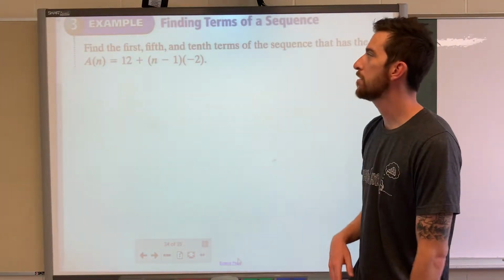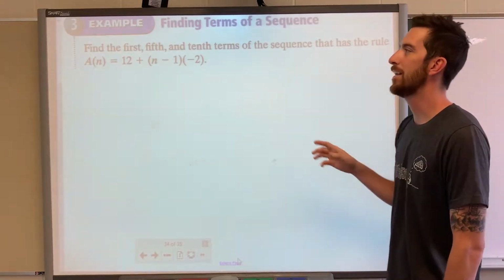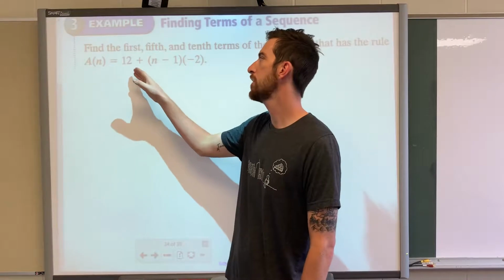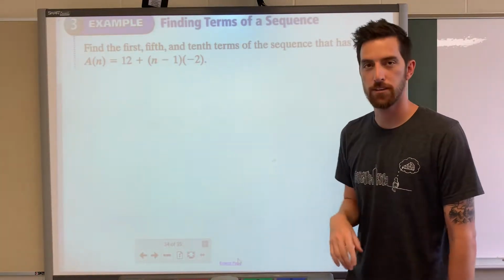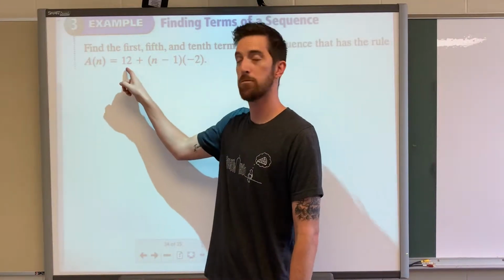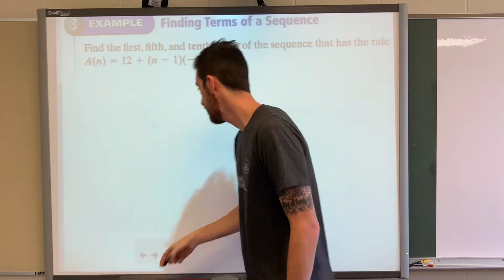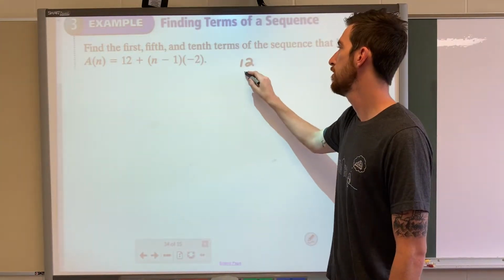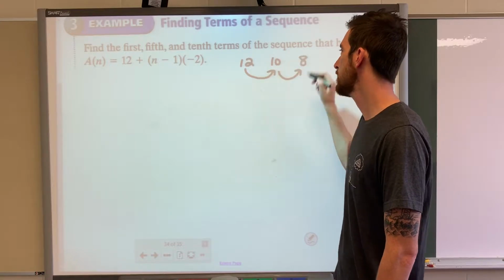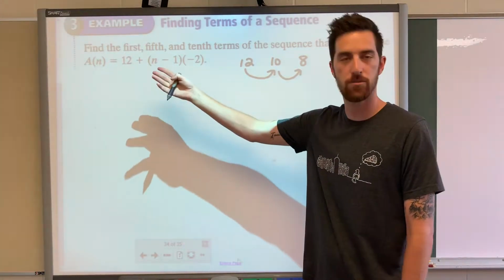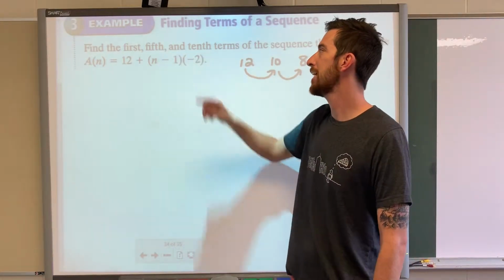We're going to find the first, 5th, and 10th terms of the sequence that has this rule. A of n equals 12 plus n minus 1 times negative 2. So this is saying the first term was 12, and it's going down 2 every time. So like 12, then you're losing 2, so it'd be 10. You go down 2, it'd be 8. That's what this formula is representing. So we have to solve it for 1, 5, and 10.